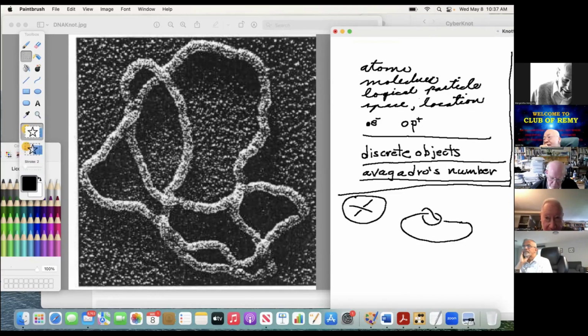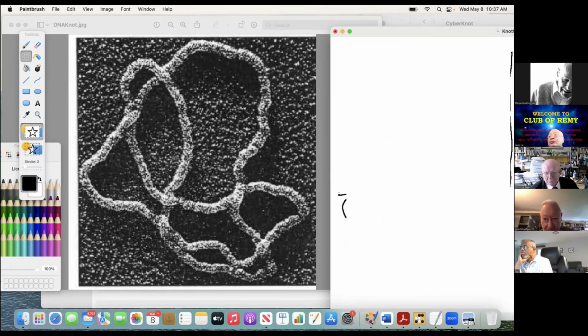Pardon me while I clear the board so that I can scribble on it. What you're looking at here is an electron micrograph, an electron microscope photograph. They know that the DNA is made of molecules, but you can't see the individual molecules here. In fact, you don't see the DNA here. What you see is an image of DNA that's been coated by protein to make it thick and heavy and visible to the electron microscope. And then they see this.